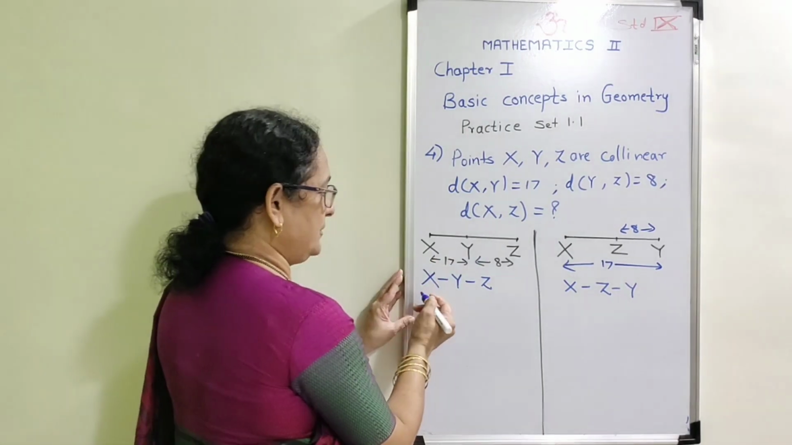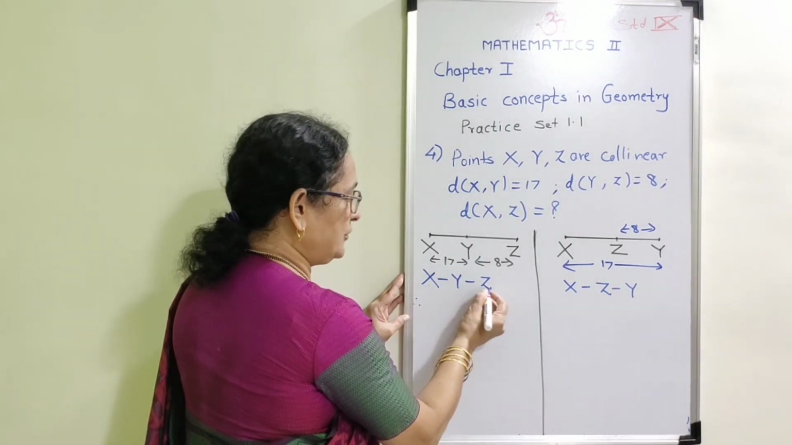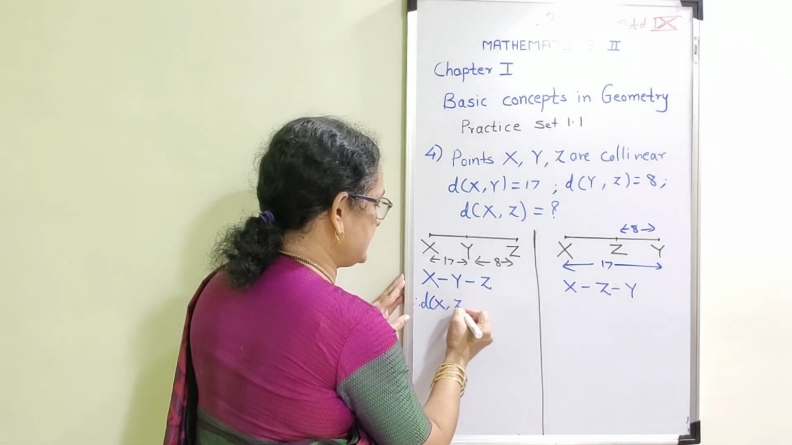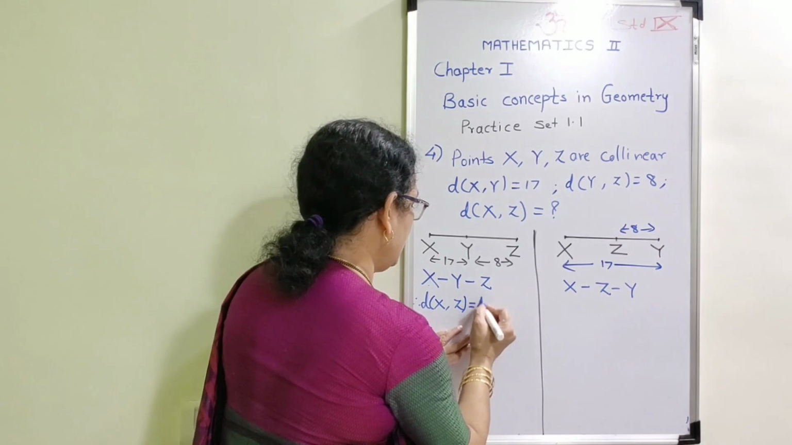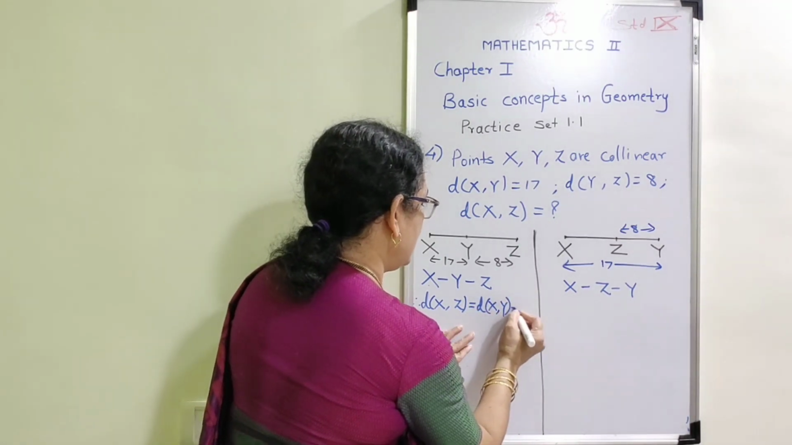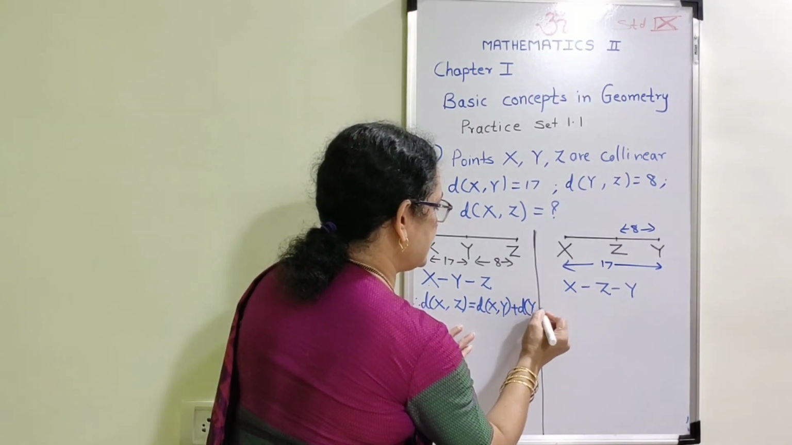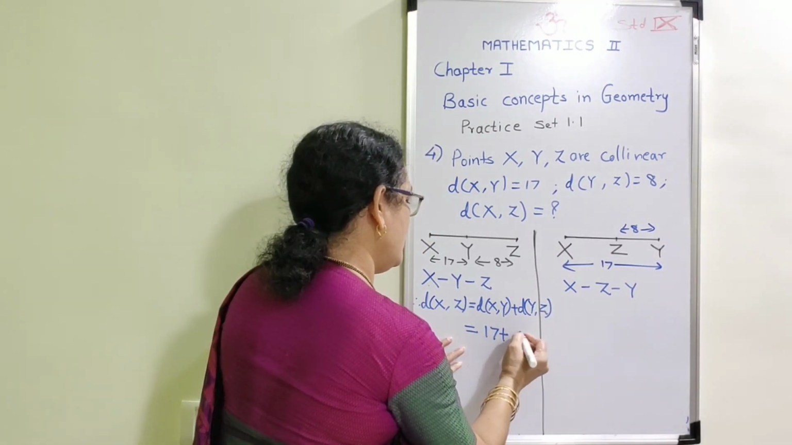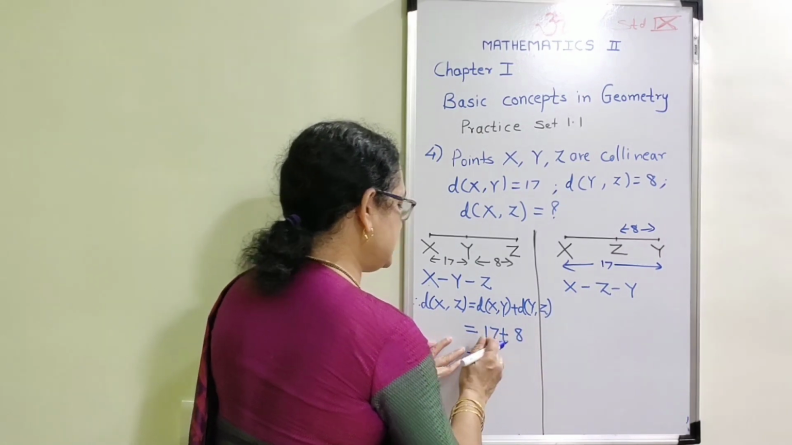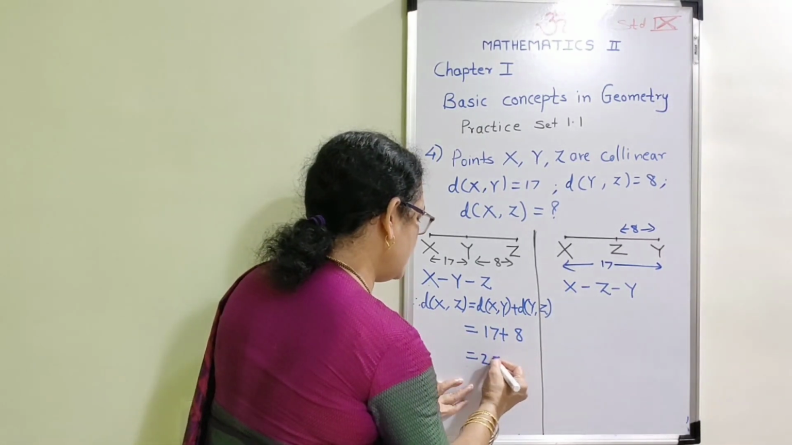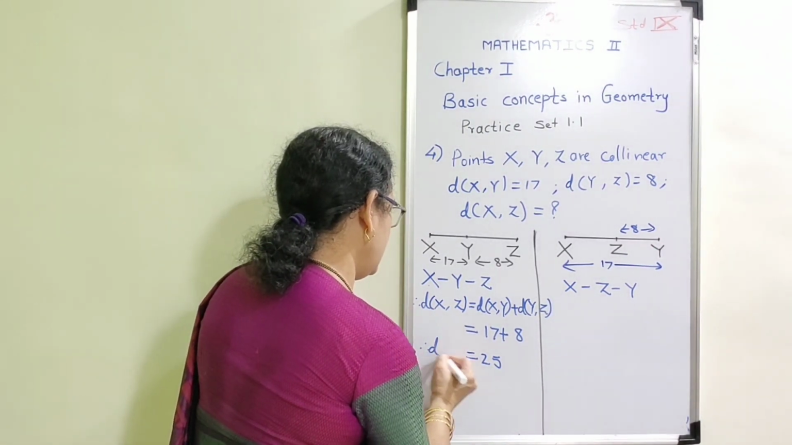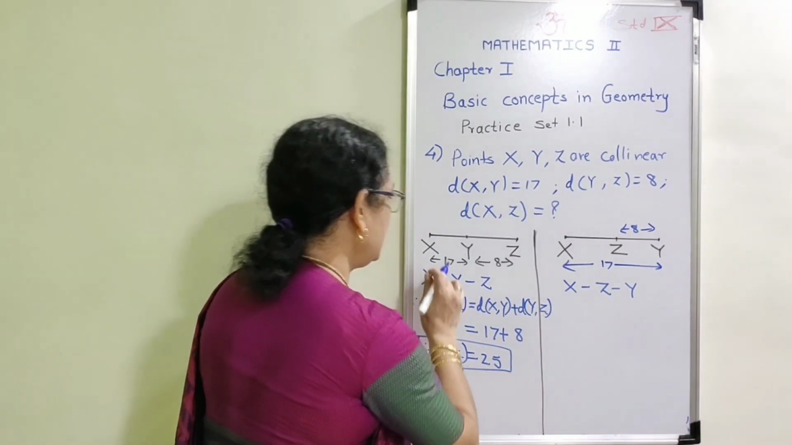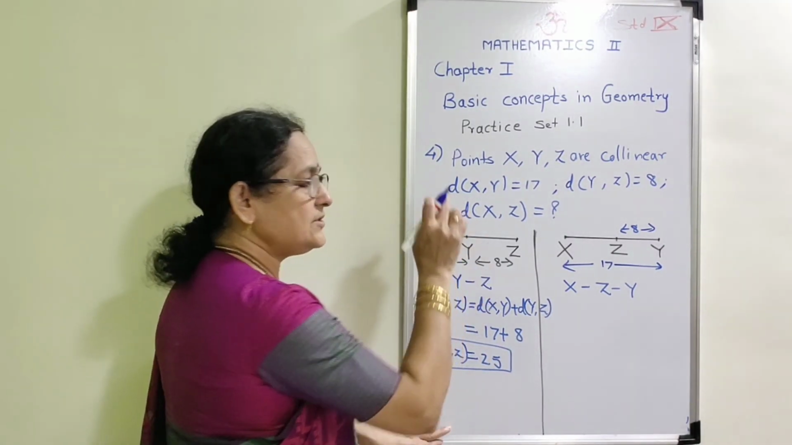Now we are going to find out distance XZ. Since I am going to find XZ, I have taken on the left hand side distance XZ is equal to distance XY plus distance YZ. Now substitute the values. XY is 17, YZ is 8. We know that 17 plus 8 is equal to 25. Therefore distance XZ is equal to 25 when X-Y-Z.